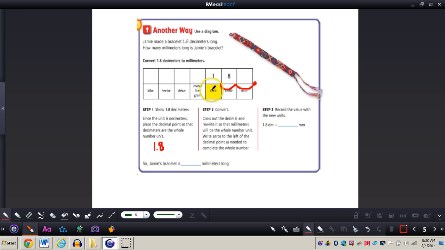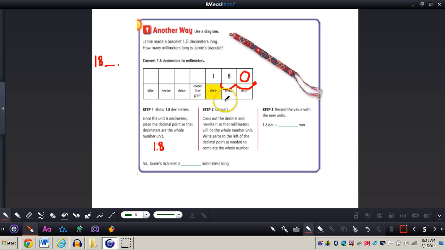And then we cannot just have 18 with a blank and then a decimal point. In other words, you can't have a number like this, 18 blank decimal point. What we need to do is fill in a 0 here.